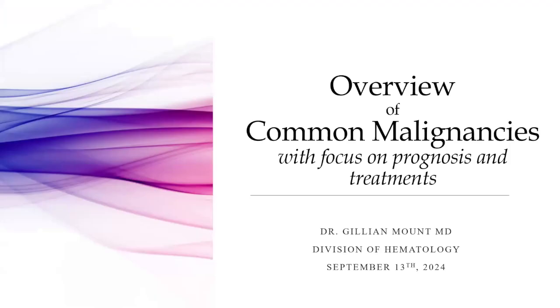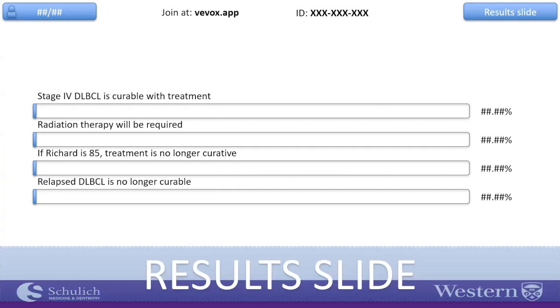And so the answer here is stage 4 DLBCL is curable with treatment. Aggressive lymphomas in general are treated for cure. Even if they present with advanced stage disease, at stage 4 out of 4, treatment can still be curable for most patients. Even if they are aged above 85, multi-agent chemotherapy can still be successful in curing a proportion of patients.